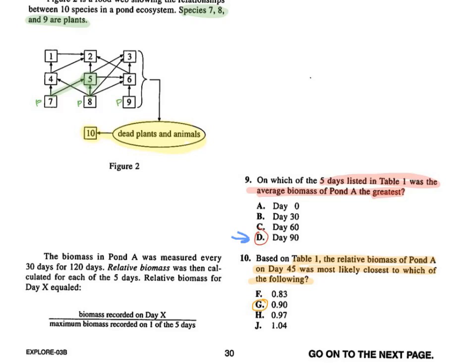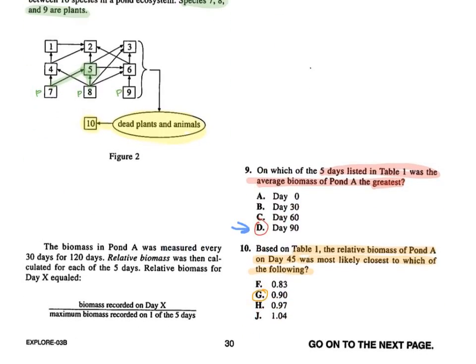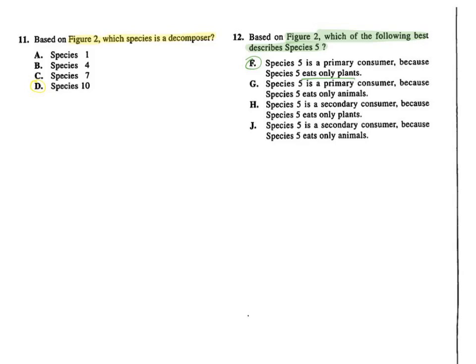Number 10 says, based on Table 1, the relative biomass of pond A on day 45 was most likely closest to which of the following? So there is no day 45 here, but 45 would be halfway between 30 and 60. So we would find a relative biomass somewhere in between day 30 and day 60. So halfway between 0.87 and 0.93 would be 0.90. Number 10 was G.